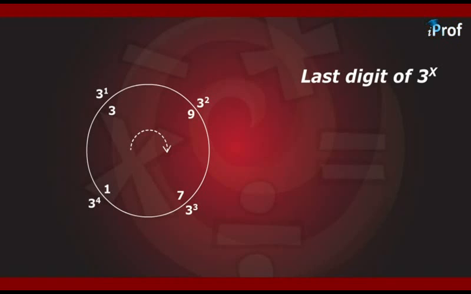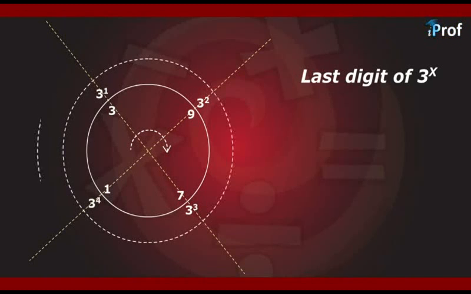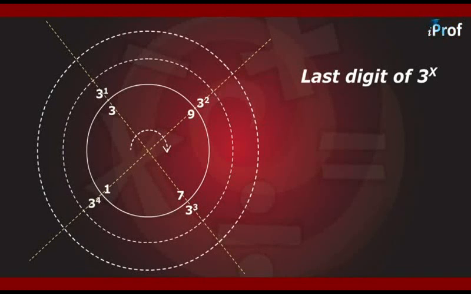Now we draw two lines joining diagonally opposite numbers and extend them. We then draw two concentric circles. The points where the line through 3 raised to the power 1 cuts the two circles are marked as 3 raised to the power 5 and 3 raised to the power 9 respectively. We do it simply by adding 4 to the powers.